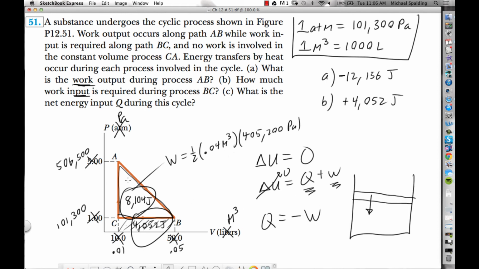Well, what's the total work for the whole cycle? The total work for the whole cycle is what? It's, not 0, it's the area inside the triangle, right? The area inside the triangle is the total work for the whole cycle. Okay, so is it going to be plus or minus? The work done is minus because it's running clockwise, negative 8,104 joules. That's the work net. So what does the heat have to be? Positive 8,104. I don't know if I explained that very well.